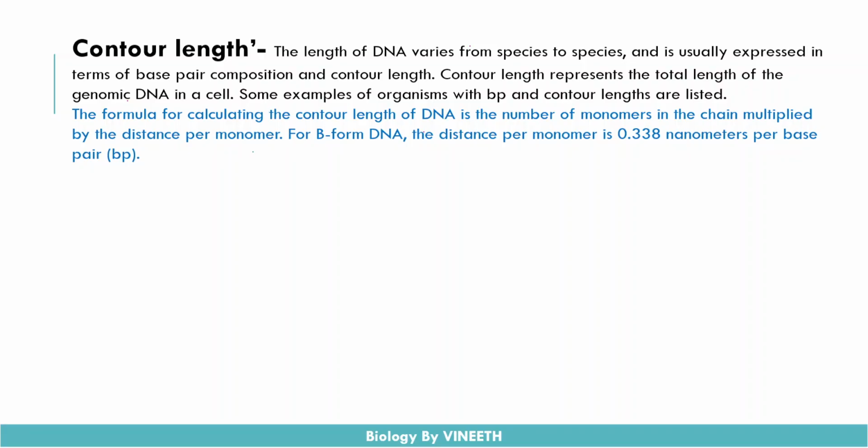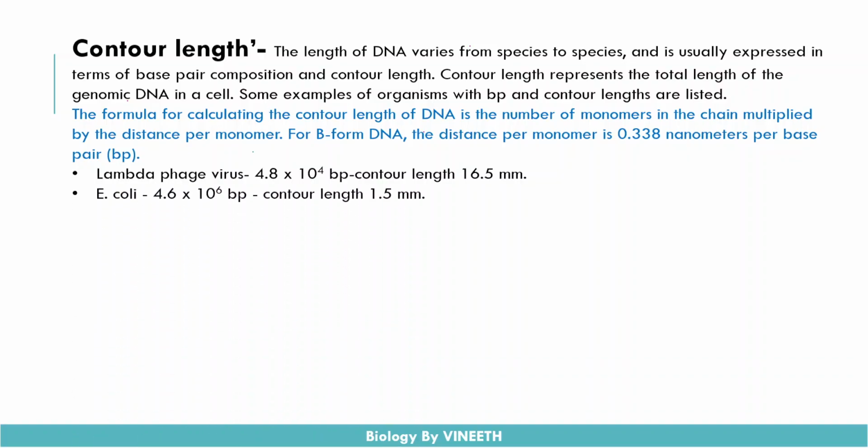Now, contour length is defined as the total length of the genomic DNA in a cell. Whatever the nuclear genome is inside a cell, that is called the contour length. We also have a formula to calculate it: you multiply the number of base pairs present in the nuclear genome with the distance between the monomers, or the nucleotide bases.